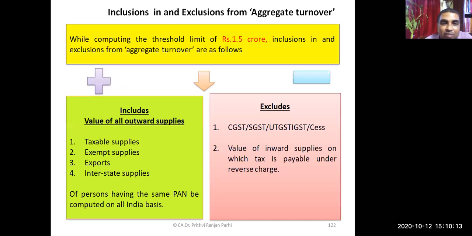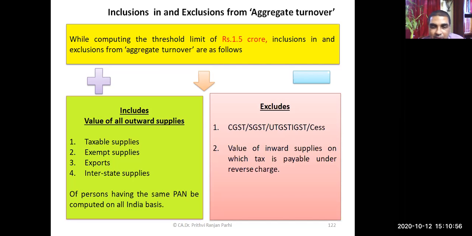To show it in a different form or a different chart, if you see, items which have to be included are listed here, 4 items. Taxable supplies, exempt supplies, export and interstate supplies. What are to be excluded? All taxes and cess. Then value of inward supplies on which tax is payable on reverse charge basis. So these are the things to be added and this is to be subtracted. After that, we'll arrive at the turnover, and if it doesn't exceed 1.5 crore or 75 lakh, as the case may be, depending upon the state, then one person will be eligible to apply for composition scheme.